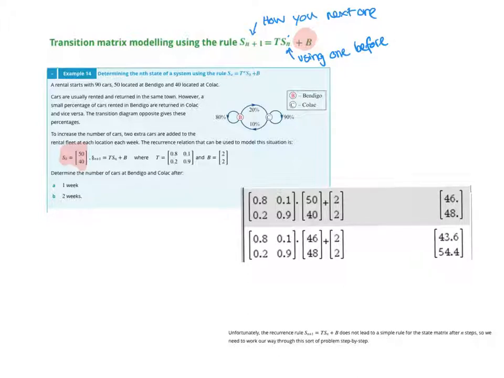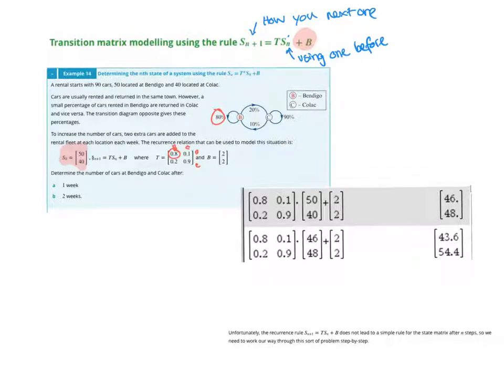A transition diagram is set up. So you can see here, up here is Bendigo and Colac, and Bendigo and Colac. And you can see there's the 80%. And remember, what do the columns have to add up to? 1, good. So there's your transition matrix.